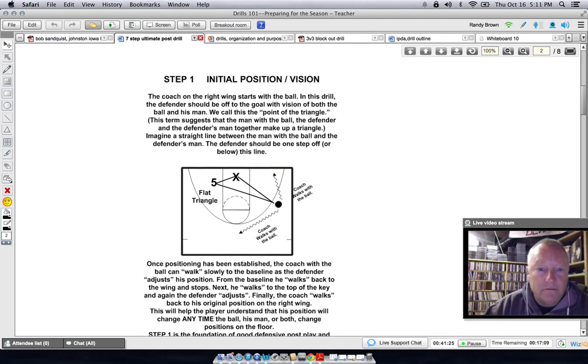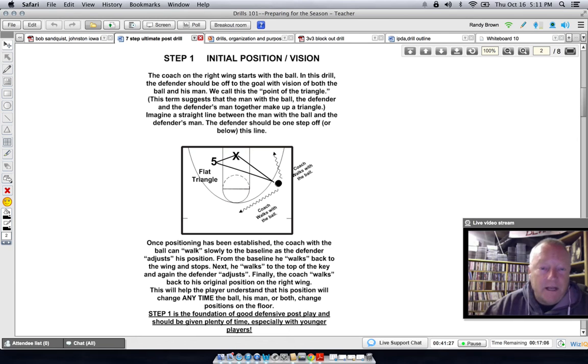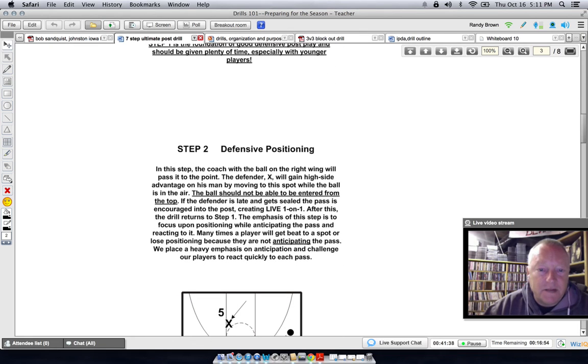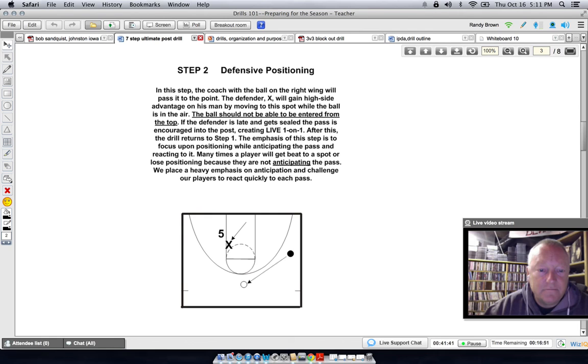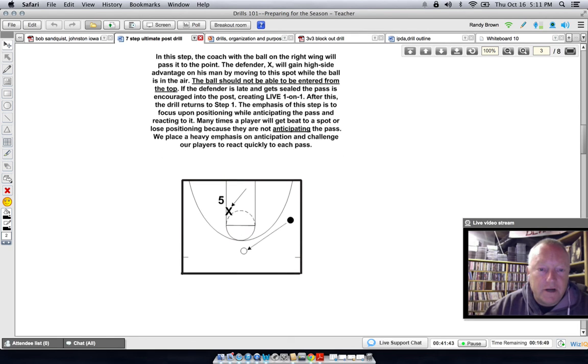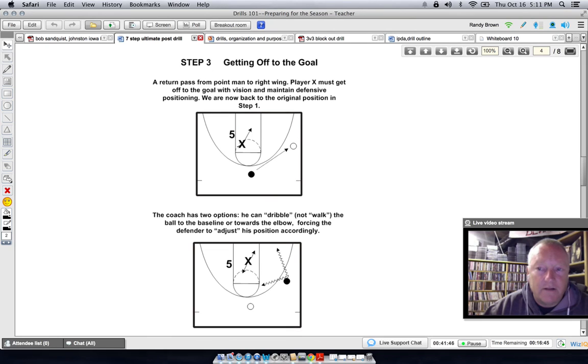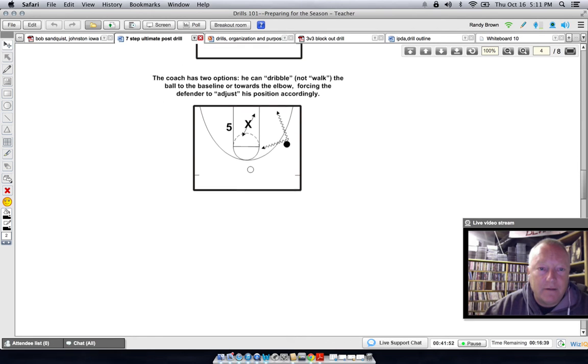So step 1, I indicate what it is, initial position with vision. I explain the purpose. I explain how the drill is run. And we have a diagram. Step 2, defensive positioning. So as you're looking at this, I hope you're thinking about your drills. What do your drills look like on paper? Name, purpose, description, and diagram.